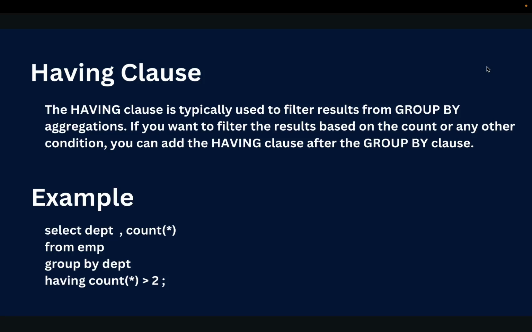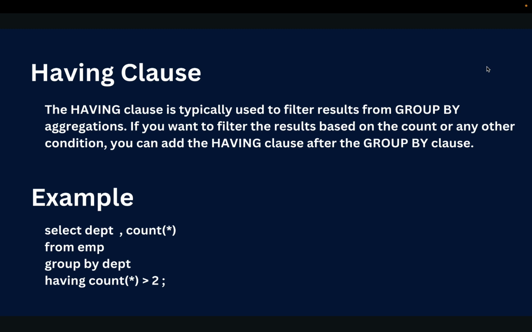Let's start with the having clause now. Why will we use the having clause, and where will we use it, that we will see. First of all, we see the definition of the having clause, why we need to use it. The having clause is typically used to filter the results from GROUP BY aggregation. What were we getting from GROUP BY? Aggregation calculation. How can we put a filter on that aggregation calculation?